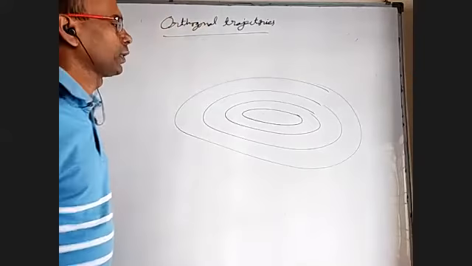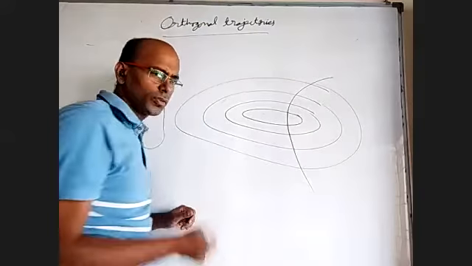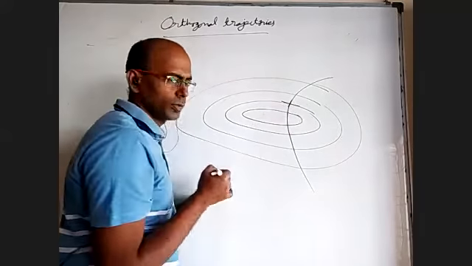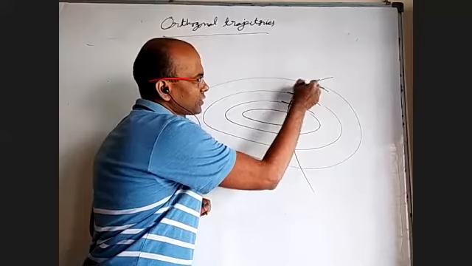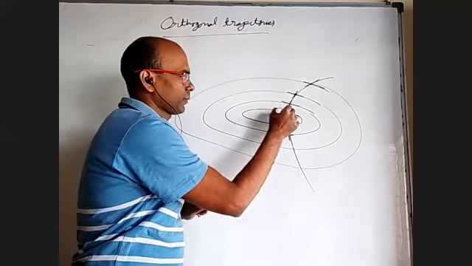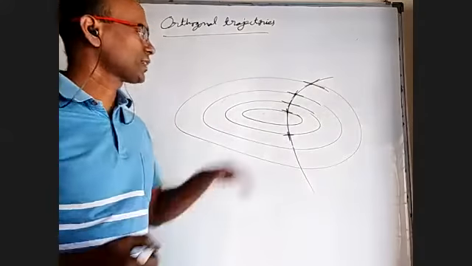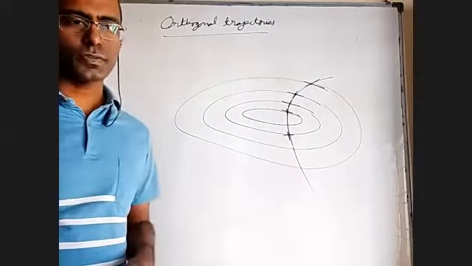I want a curve which is intersecting all these orthogonally. It's okay. Look at some curve like this. It is quite possible that here the tangents are perpendicular. Here the tangent and tangent are perpendicular. Here also the tangents are perpendicular. Here also. Even here also. Okay. It is quite possible that there is a curve which is intersecting all these ellipses orthogonally, but not just one curve. There may be infinite such curves.